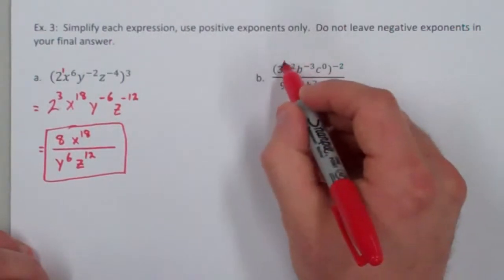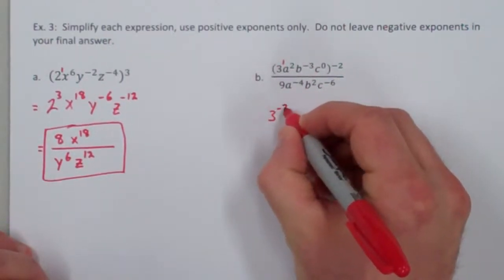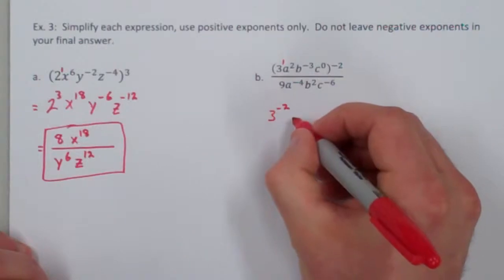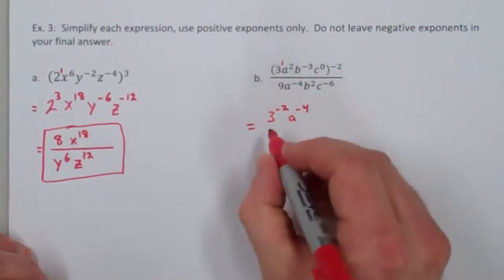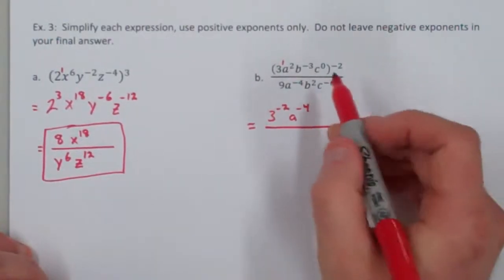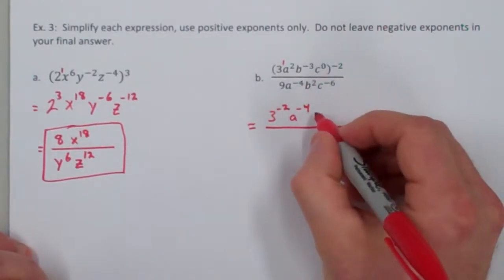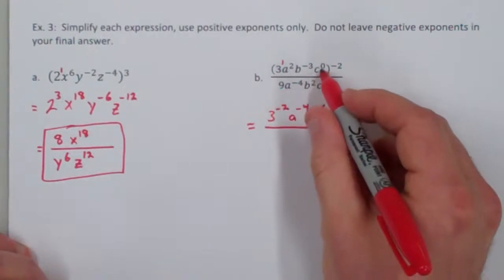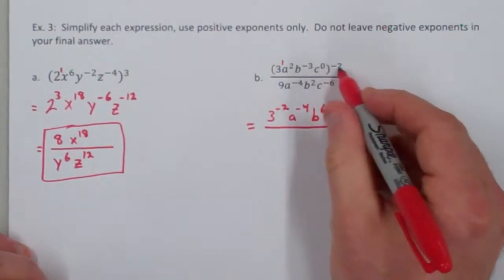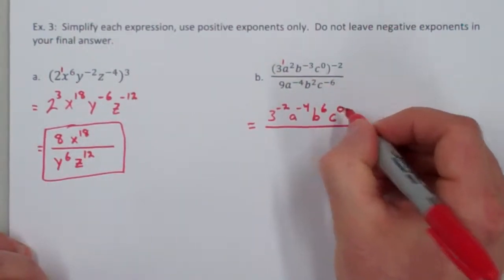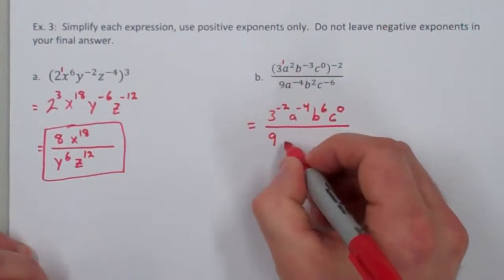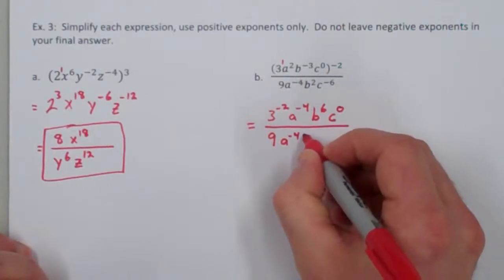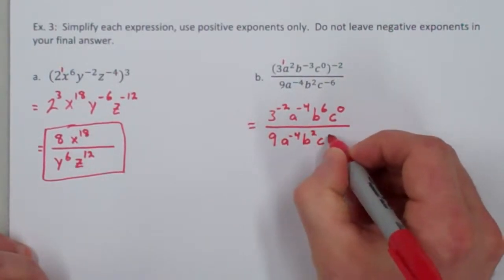So we're going to do negative 2 times 1. That's 3 to the negative 2. The bases stay the same. 2 times negative 2 is negative 4. Again, this is in the numerator. And then negative 2 times negative 3 is 6. C to the 0. Well, 0 times negative 2 is still just 0. Write the whole bottom part down. We've got 9a to the negative 4, b squared, c to the negative 6.